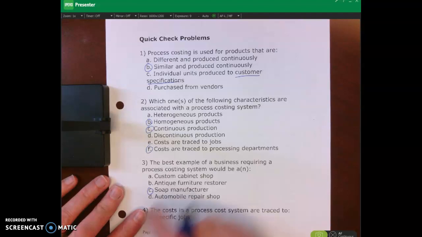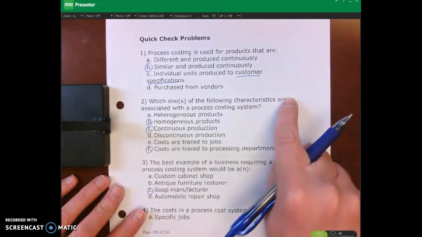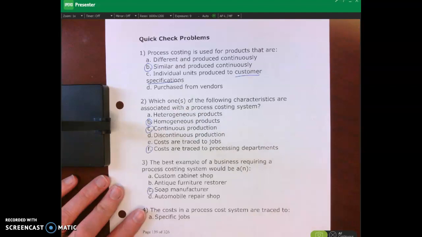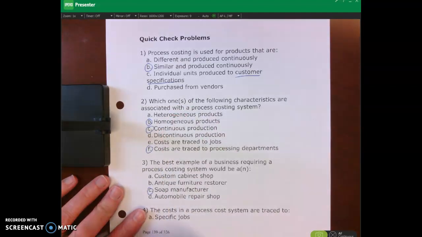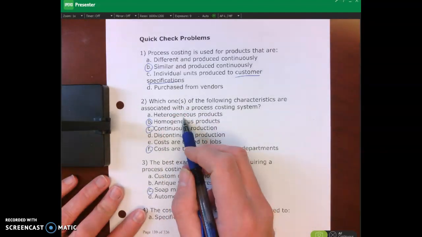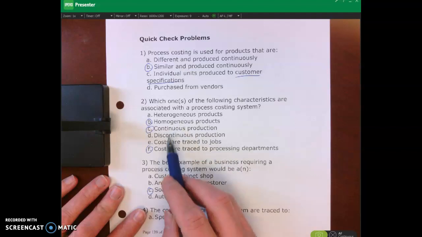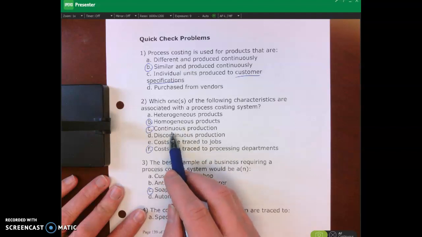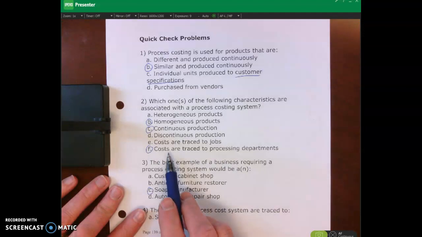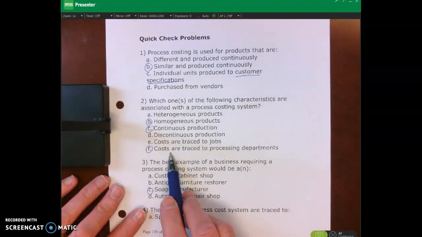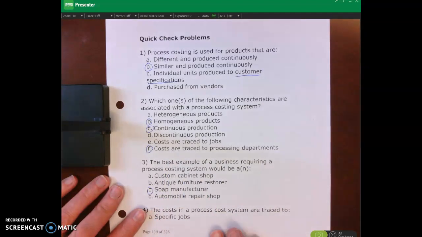Which one of the following characteristics, and it could be multiple, is associated with process costing? Heterogeneous or different products would be job order costing. Homogeneous or similar products, that is process costing. Continuous production: looking back at our description of process costing, we said it relies upon continuous and uniform production, and that the costs are traced to processing departments.